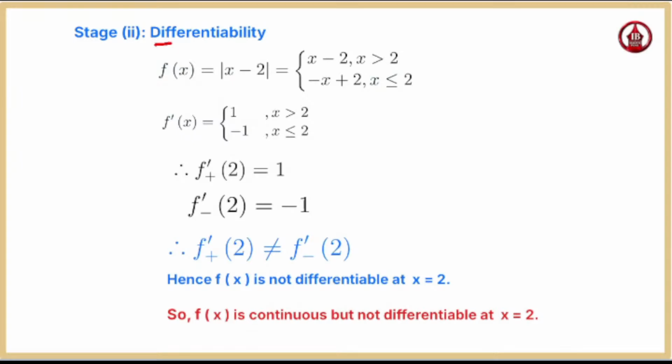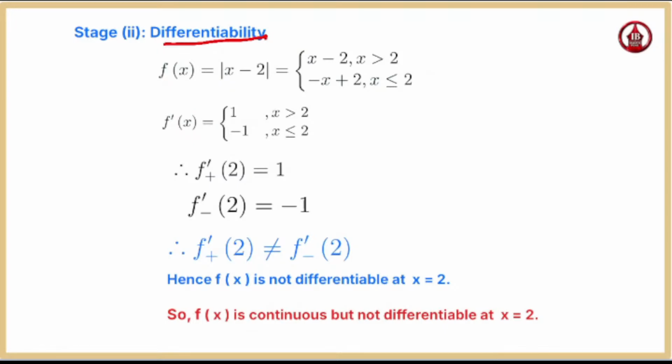Next part is stage 2, differentiability. So again I will write the same function, the right part and the left part from this absolute value. I am taking the whole absolute value one time positive, so I am getting this answer, and the whole absolute value one time negative, so I am getting this answer. Okay. Now I will differentiate it.